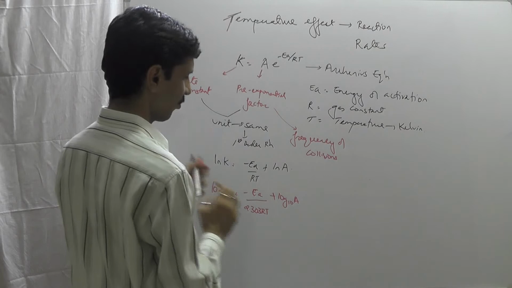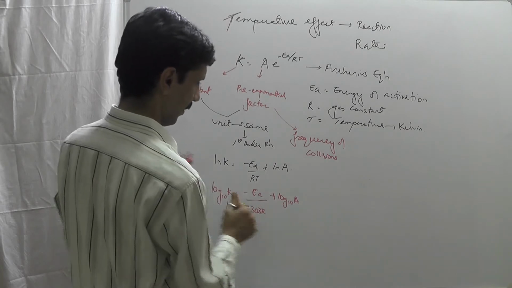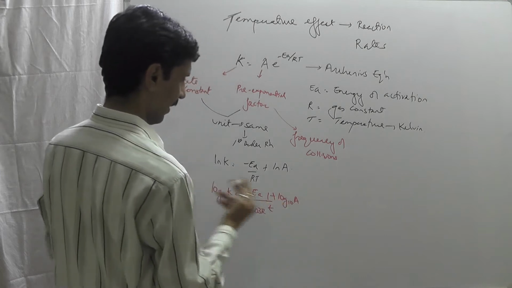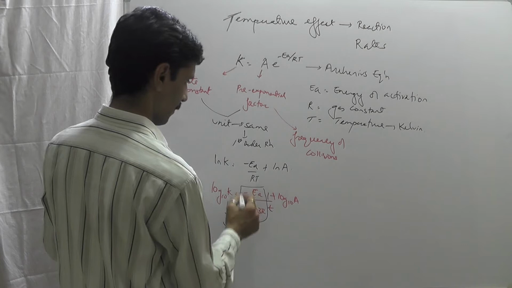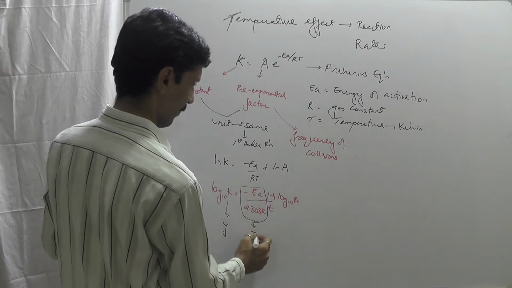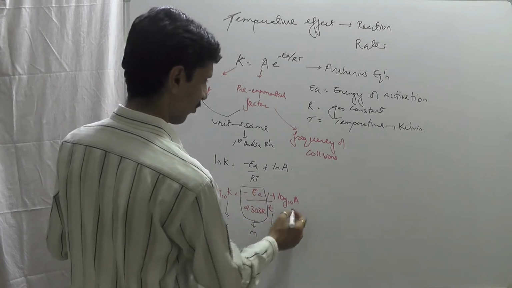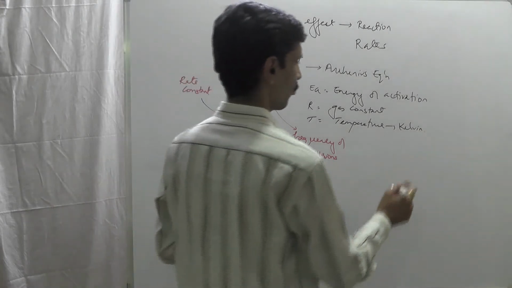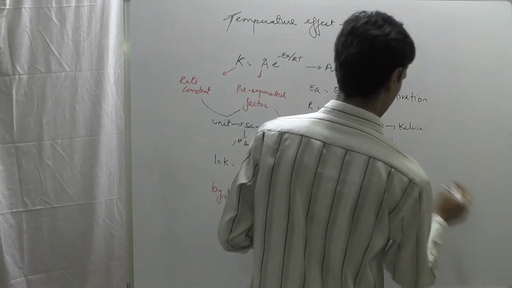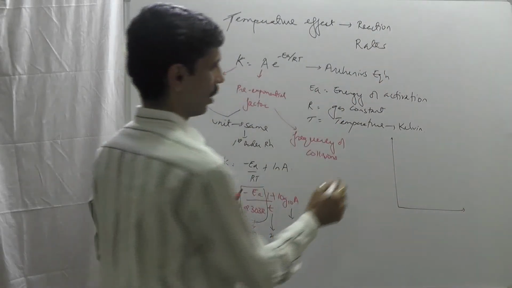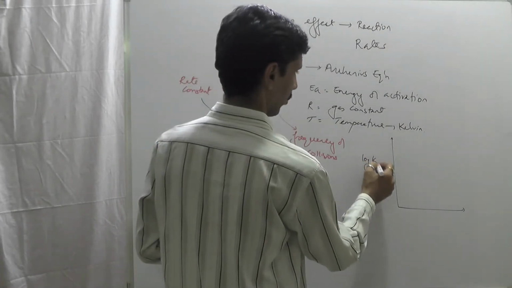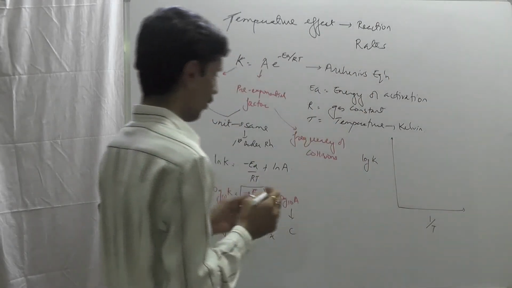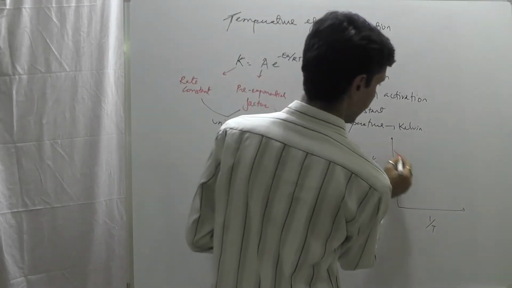Okay. Next is, I'll write down this in a very separate way so you understand this very well. 1 upon T. So this entire is M, this is X, and this is C. So it's an equation of y is equal to mx plus c. So now if you plot a graph like this, y-axis में क्या है? Log of k, that is the rate constant. Okay, and the x-axis is 1 by T. So you get a line like this.